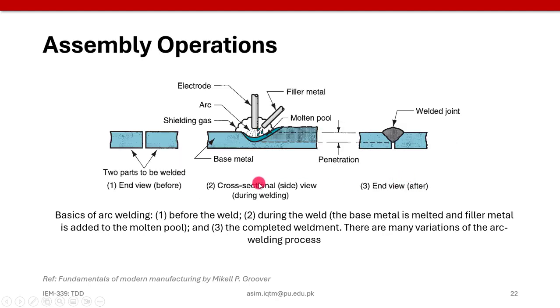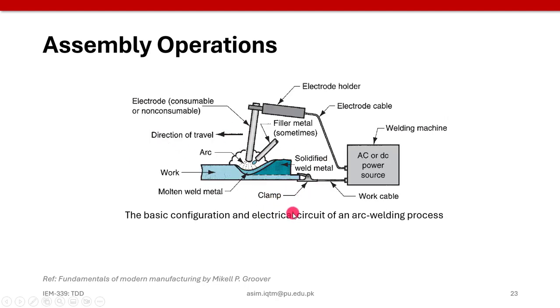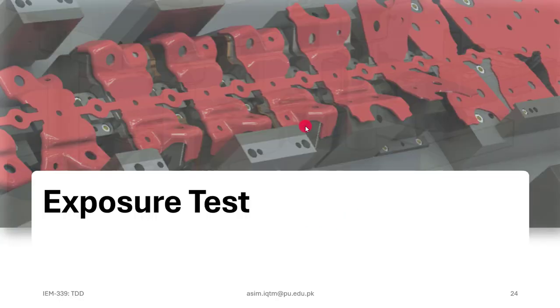Finally, we have some assembly operations, which are actually to join two plates or two parts, and these assembly operations could be welding based processes or soldering or brazing based processes. So in these kinds of processes, the tool is basically the machine or the component which holds the filler metal to join these two plates, such as here you can see the configuration of the electrical circuit of an arc welding process.